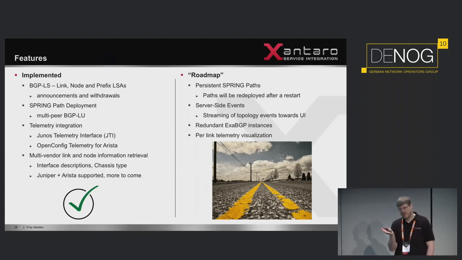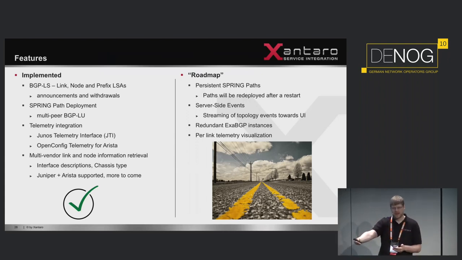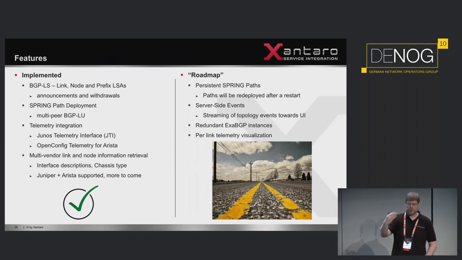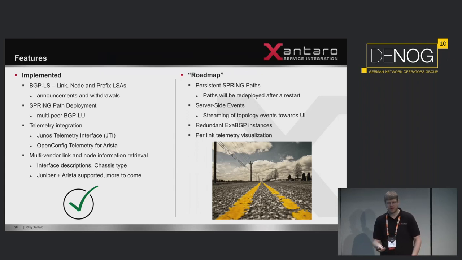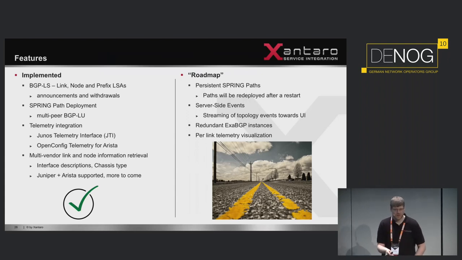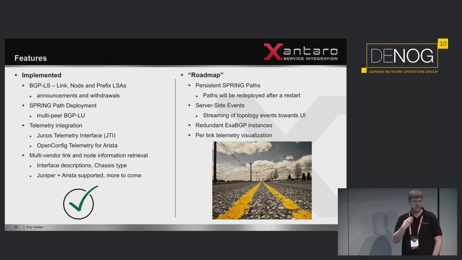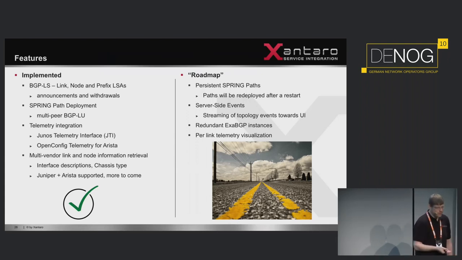Right now, it's not really redundant or production ready because there's one ExaBGP instance getting the information out via BGP-LS and also only one instance getting the data back into the network. Also, it's not programming the states in a persistent way. So if for whatever reason Docker decides to just go away, all of your routes will go away and you will start with an empty plate afterwards. So there's a plan to put some persistence into that as well to actually reprogram paths into the network.